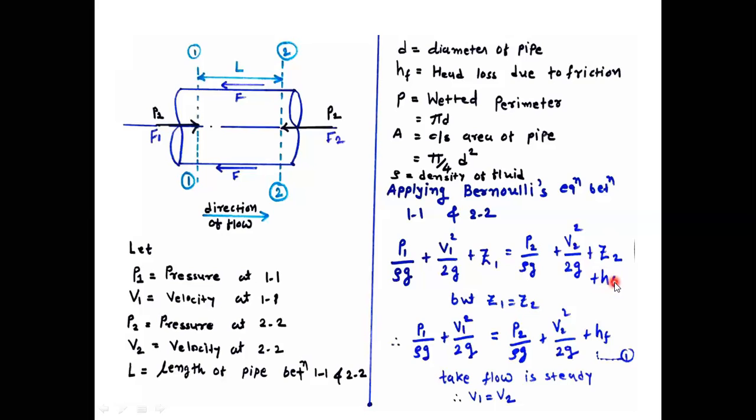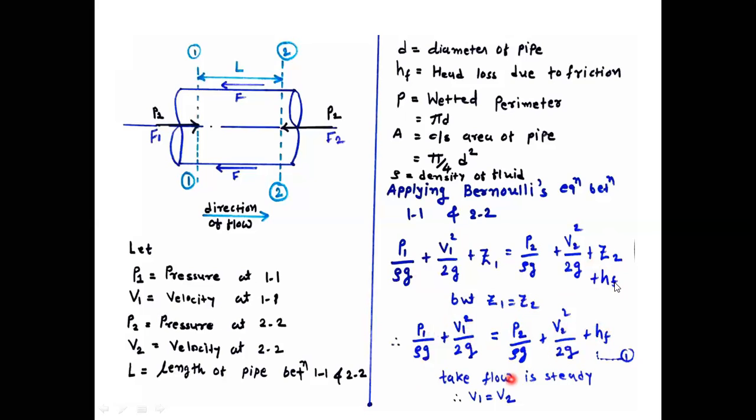But as you can see in the figure, the pipe is horizontal, so potential energy on both sides gets cancelled because Z1 is equal to Z2. You can take any reference datum, and Z1 is equal to Z2. So the terms Z1 and Z2 get cancelled on both sides. So the equation reduces to P1 by rho g plus V1 square by 2g is equal to P2 by rho g plus V2 square by 2g plus Hf.